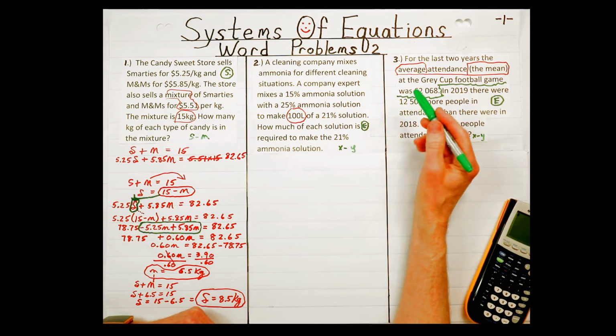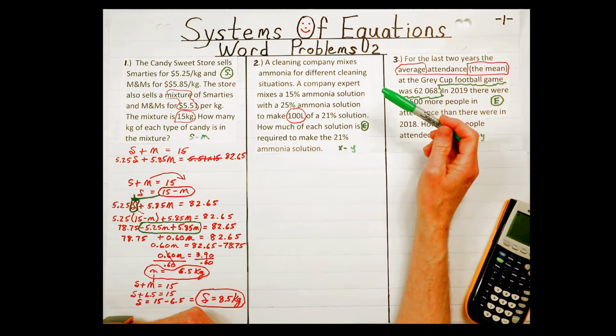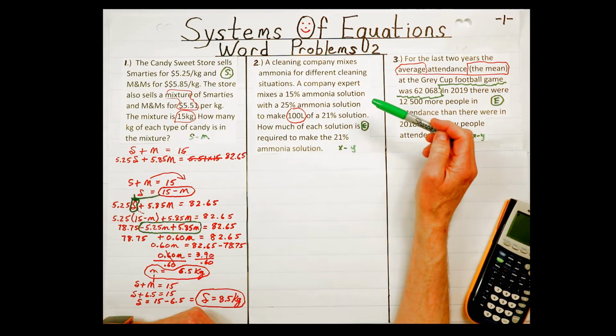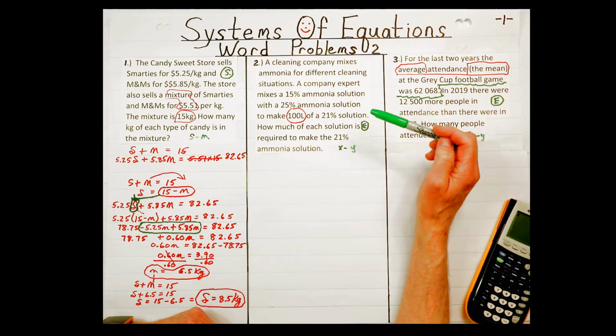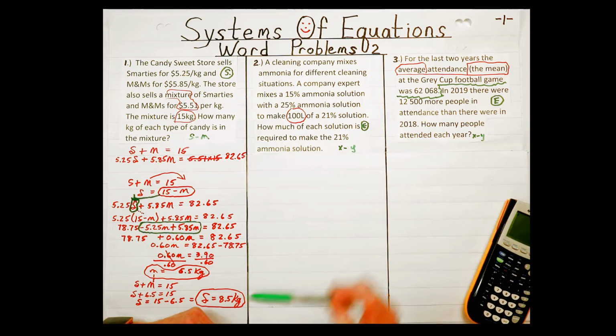Well, the first thing that I'm going to do, well, let's read it. A cleaning company makes ammonia for different cleaning situations. A company expert mixes a 15% ammonia solution with a 25% ammonia solution to make 100 liters of a 21% solution. How much of each solution is required to make the 21%?